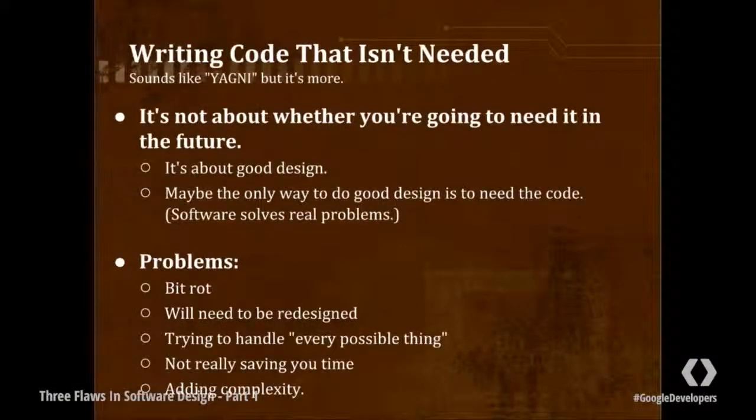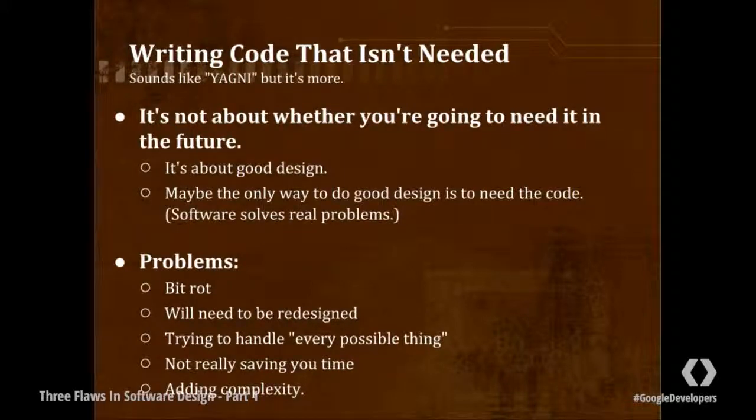Great. Well, why don't we get into the first flaw, which is writing code that isn't needed. Sure. So the first flaw in software design, so I have these things, and they're called the 3 flaws of software design. And these are the major categories of errors that developers make when they're trying to design software. And the first one is writing code that isn't needed.